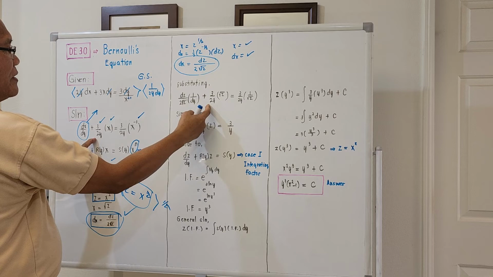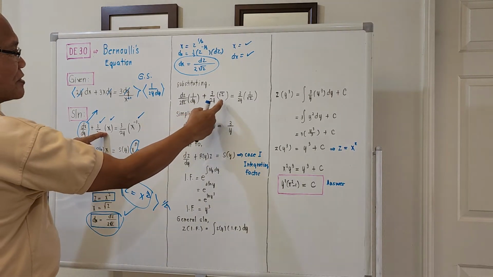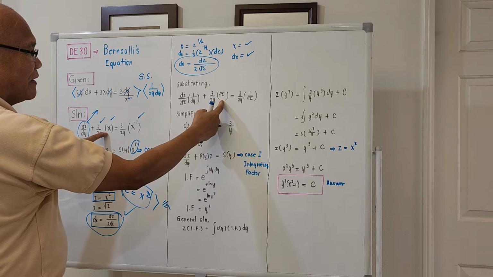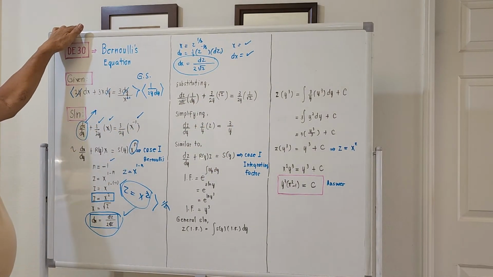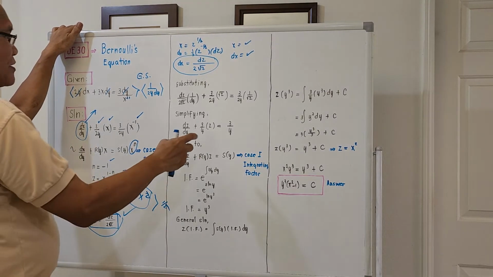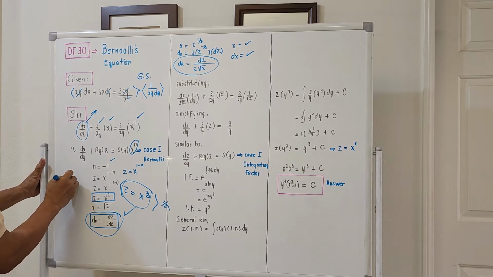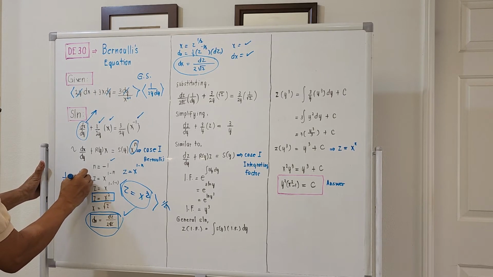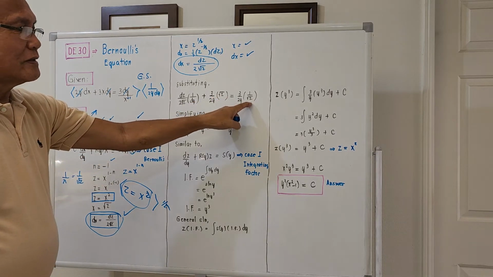Plus 3 over 2y. What is x? x is actually the square root of z. Right? The right hand side will be 3 over 2y times 1 over x. 1 over x is just equal to 1 over the square root of z. So this is 1 over the square root of z.